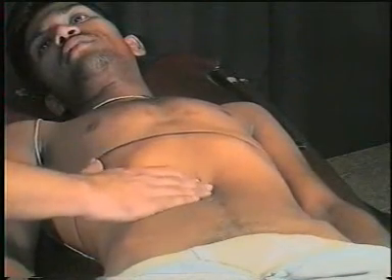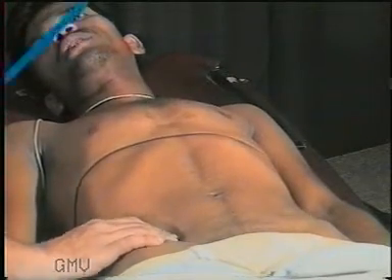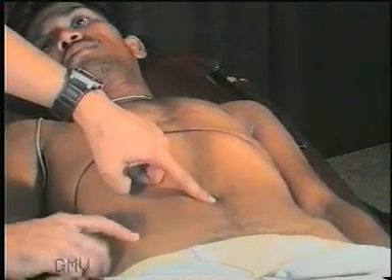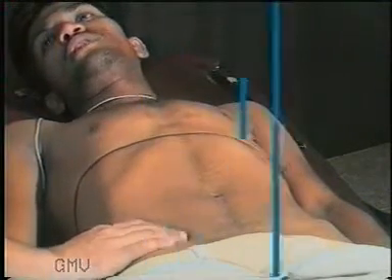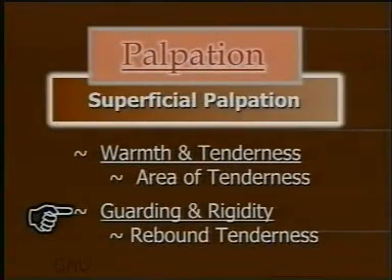If there is tenderness, that is pain on palpation, demarcate the exact area or point of tenderness. For example, this patient has localized tenderness over McBurney's point, suggestive of acute appendicitis. Then note the presence of guarding and rigidity.